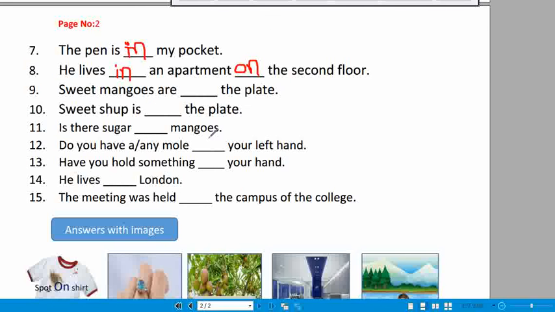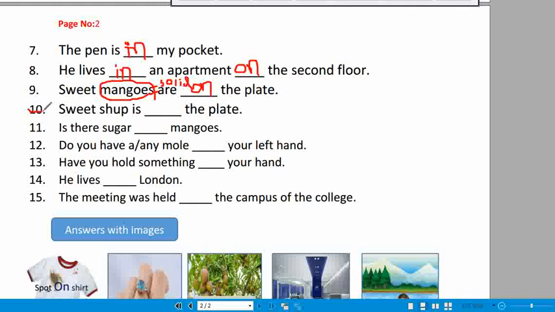And next question. Sweet mangoes are dash plate. Here the mangoes are solid things. Two differences we will learn here. The mango is a solid thing. If something is a solid thing and put on something, here on will be the answer, because mango is a solid thing that can be removed easily.